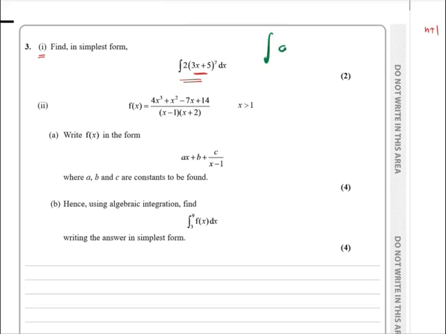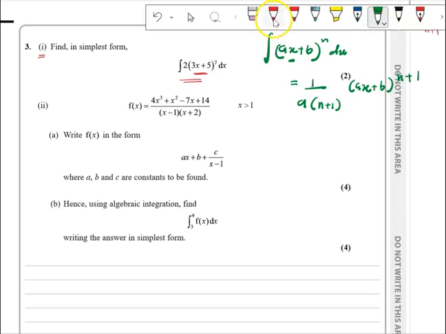If I have an integral of (ax plus b) to the power of n dx, this is always going to be 1 over a into n plus 1, multiplied by (ax plus b) to the power of n plus 1. We can always use that formula. As long as this is linear, remember, for the integrals in P3, you don't need to use substitution. There's always a trick for each integral in P3.